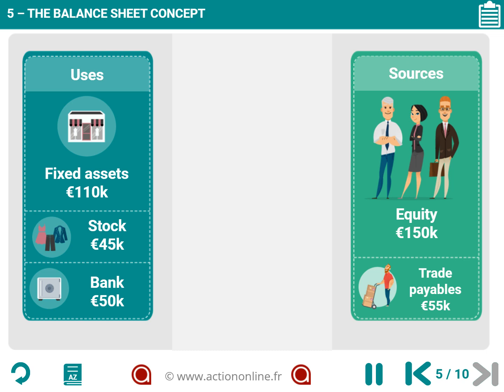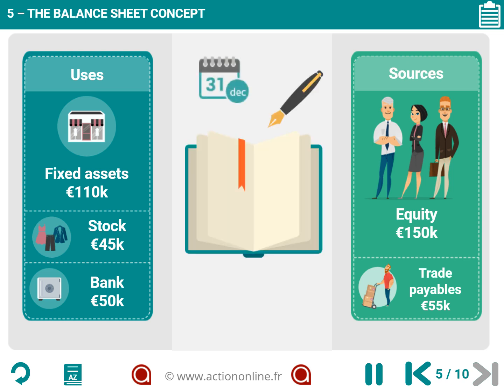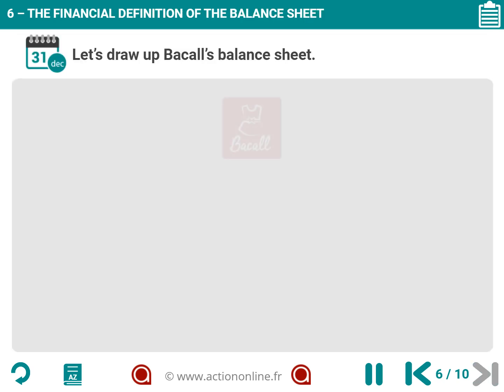So, from a financial point of view, we can define the balance sheet as a statement that shows, at a given date, on the right, a list of the sources of finance available to the business, and on the left, how the sources of finance have been used or applied. Let's draw up Bacall's balance sheet.